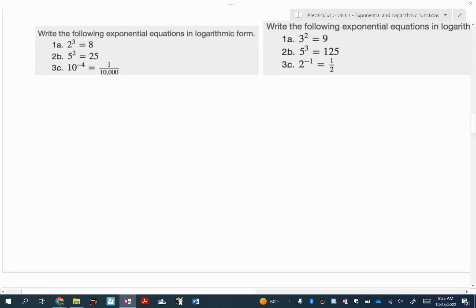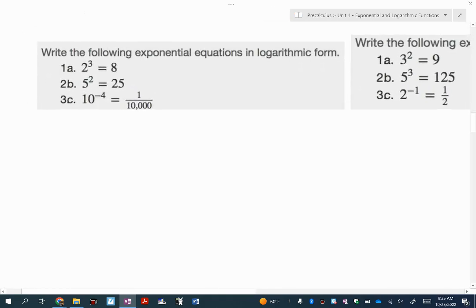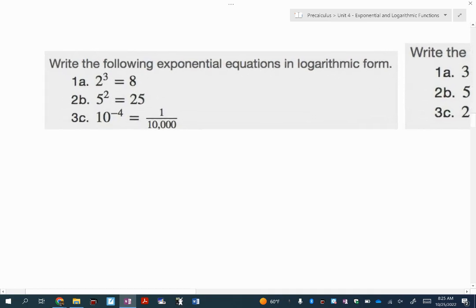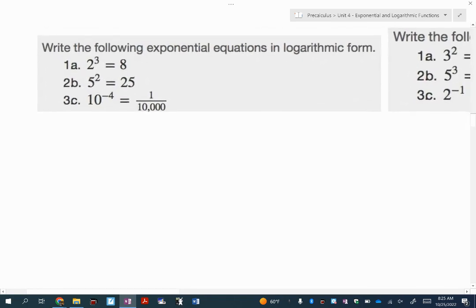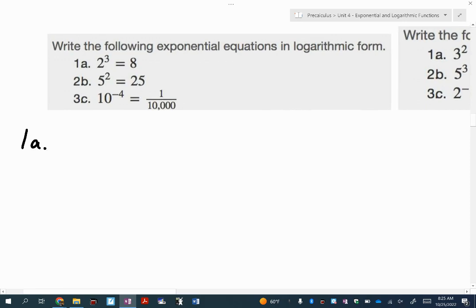Okay, let's go the other way. This is what I see students having more trouble with, going from logarithms to exponential form, just because they kind of forget where to put stuff in logs. So I'll try to help your brain out here.